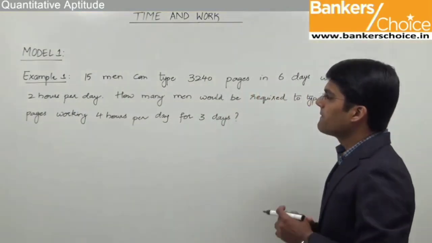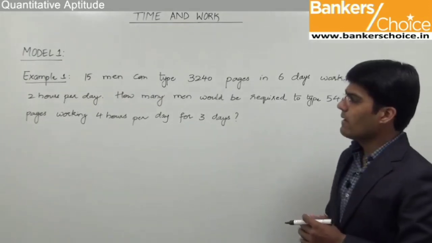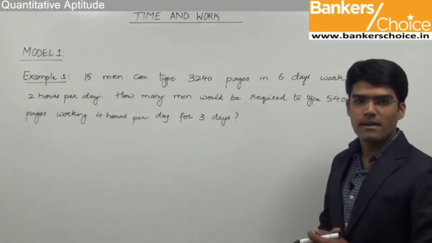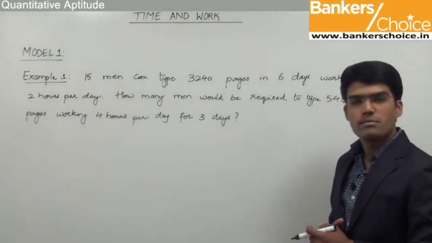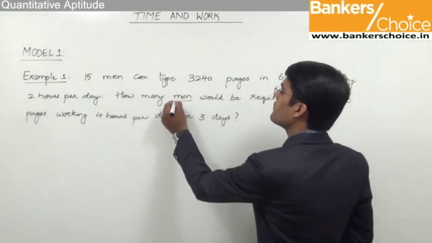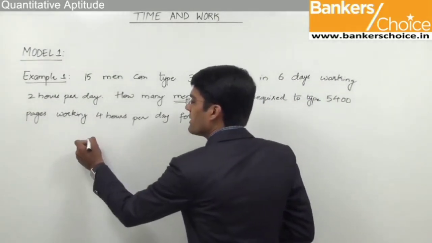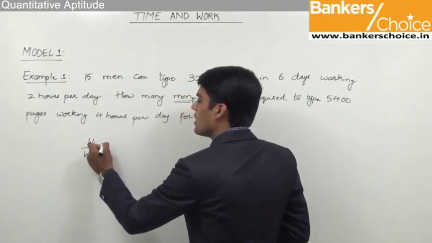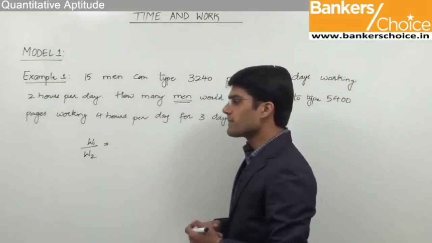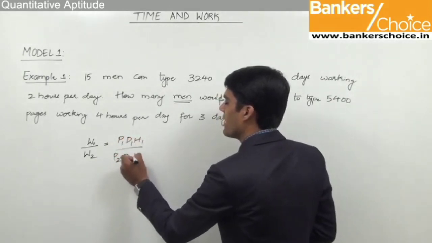The question here is, 15 men can type 3,240 pages in 6 days, working 2 hours per day. How many men would be required to type 5,400 pages, working 4 hours per day for 3 days? So here we need to find out how many men would be required to do the work in the second case. Now, as we have discussed, the work ratio, that is W1 by W2, should always be equal to the ratio of the product of persons, days and hours per day. So W1 by W2 is P1 D1 H1 by P2 D2 H2.